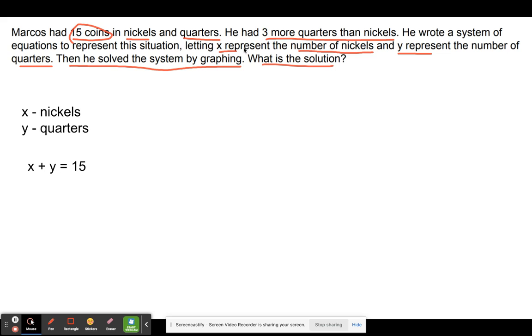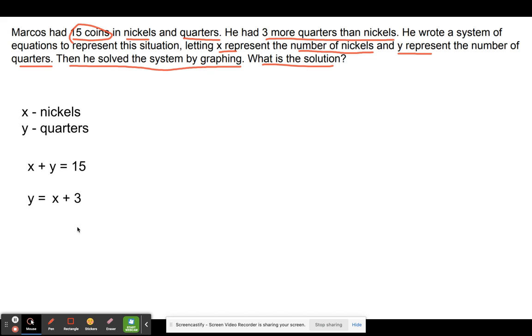Okay, now the next one, it says he had 3 more quarters than nickels. Okay, so let's just say I started with the amount of quarters, right? And I want to figure out how many quarters I have. Well, first of all, there are more quarters than nickels. So if I want to know the amount of quarters, I have to add 3 to the amount of nickels in order to equal the amount of quarters, because there are more quarters than there are nickels. So my equation ends up being y equals x plus 3.